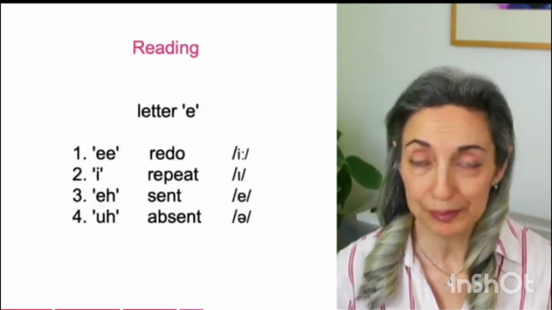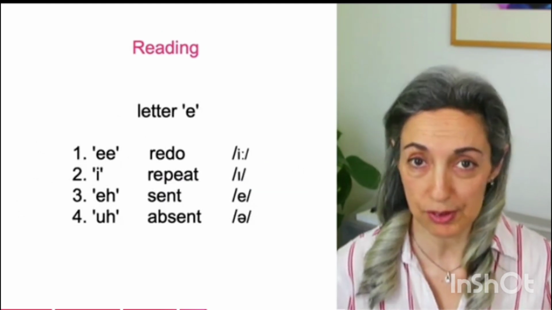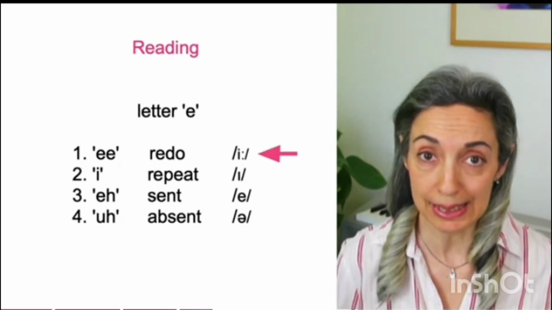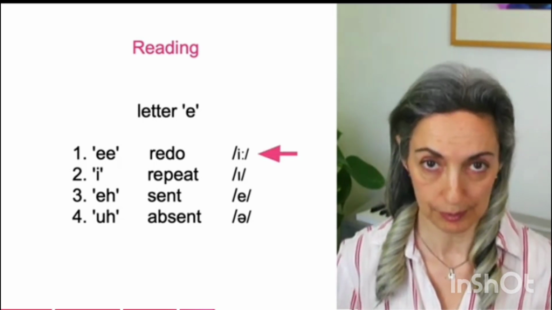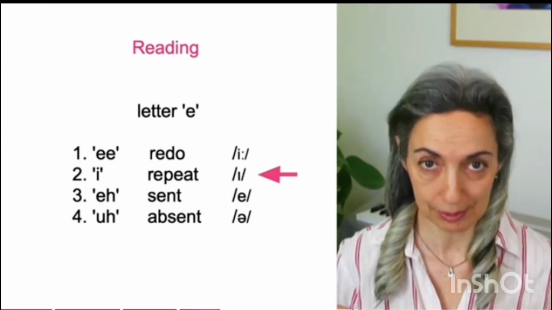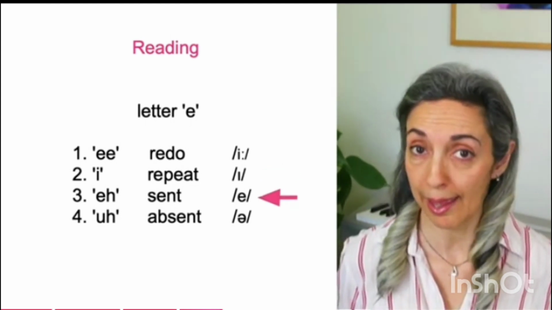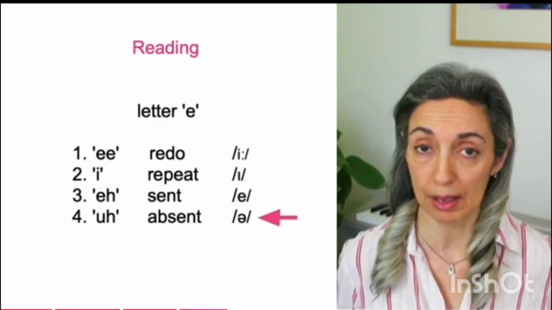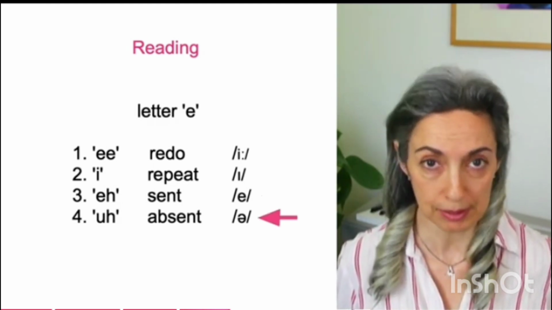For example, letter E can be pronounced in 4 different ways. It can be pronounced as E, redo. It can be pronounced as I, repeat. It can be pronounced as E, sent. And it can also be pronounced as absent.